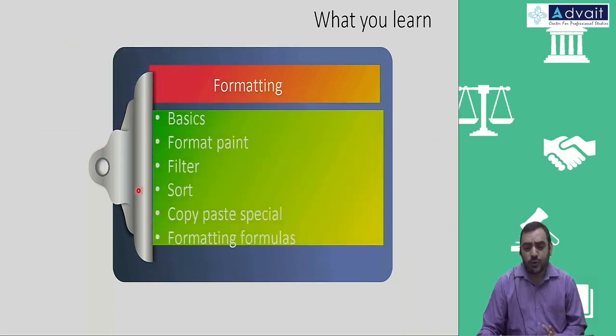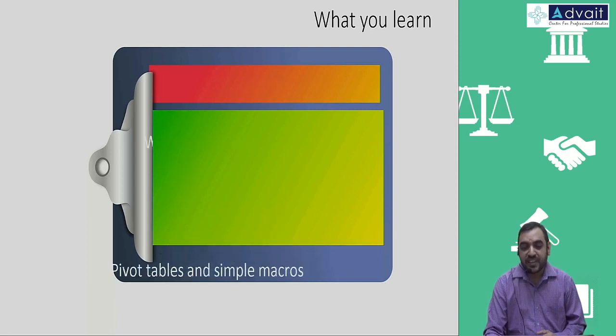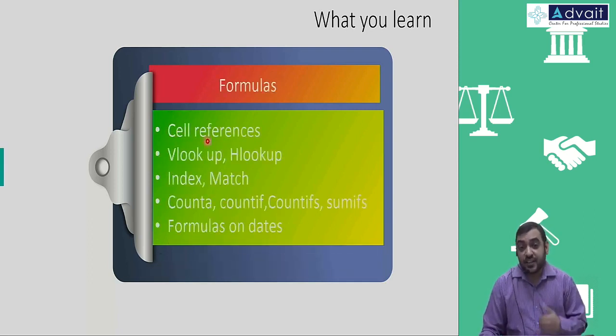So in formatting, we are going to talk about the basics: the format paint, filter option, sort option, copy paste special. There are so many things in the copy paste special I'm sure you are not aware of. And there are some formatting formulas like the TEXT function, TRIM function I was telling you in the example session. Then in the formulas, cell references, when to use dollar, if I don't use dollar, what will happen, such kind of things. VLOOKUP, HLOOKUP, INDEX MATCH. Many of you would be wondering how to use this. I'll be covering this. And COUNT, COUNTIF, SUMIF, and date formulas.